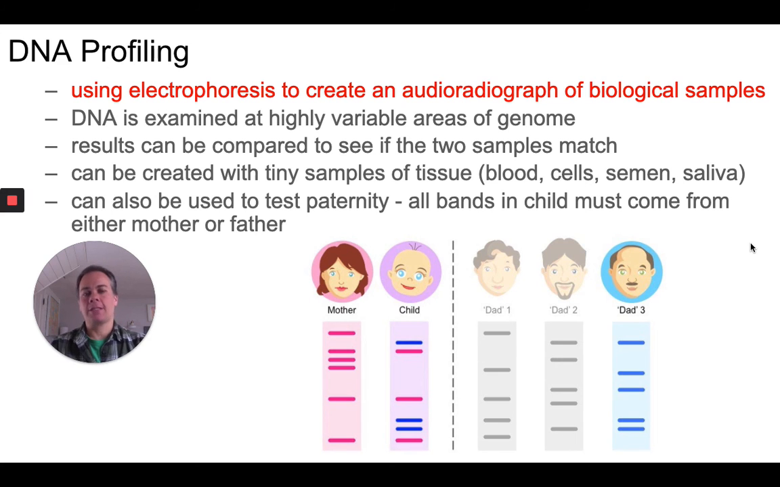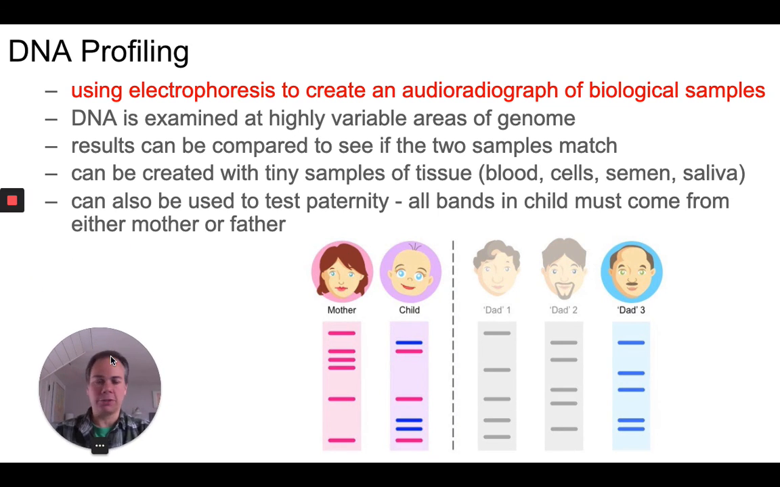And the same concept can work for a crime scene investigation or something like that. If you find a blood sample at the scene of a crime, you can do a DNA profile of that blood sample, compare it to the profiles of several suspects, and see which is a match.